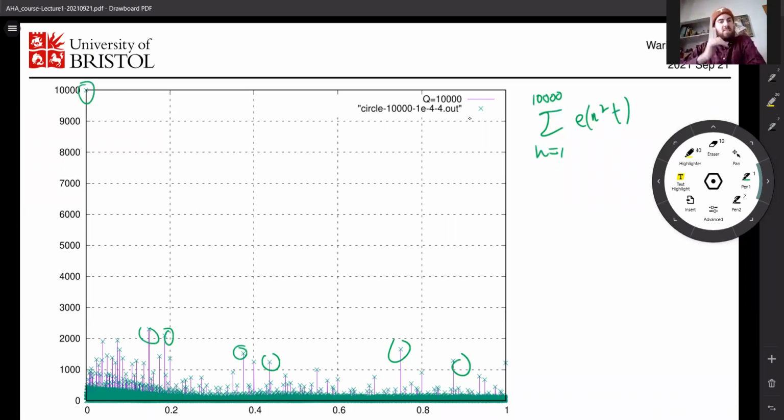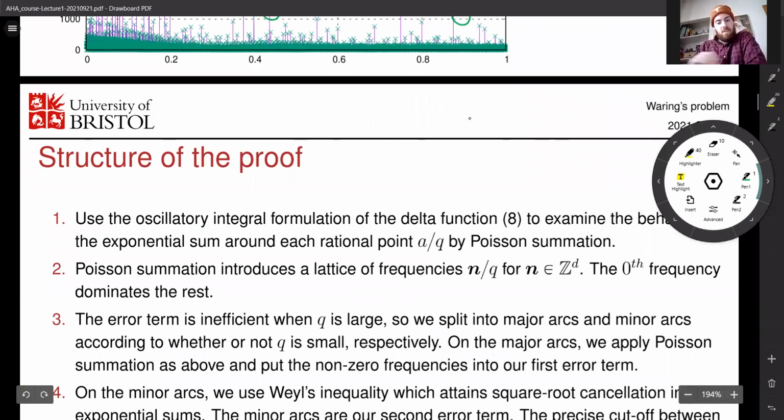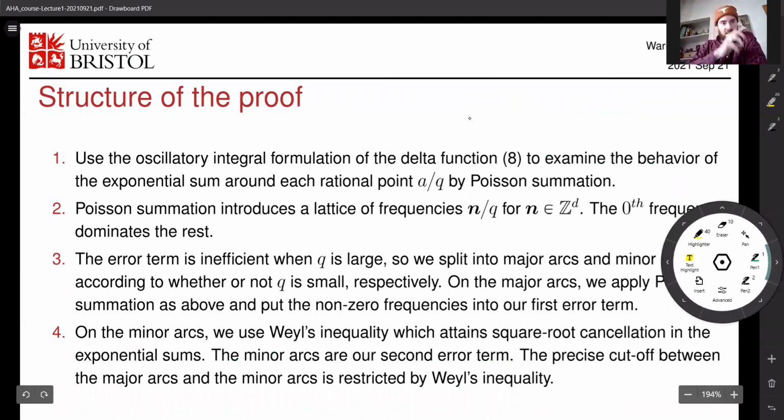Great, so there's a lot of cancellation in our exponential sums. You need to understand that in terms of the oscillatory integral representation. With this in mind, I can give an overall sketch of the proof. We use our oscillatory integral formulation of the delta function to examine the behavior of the exponential sum at each of these rational points. And the way we're going to do that is by using Poisson summation.